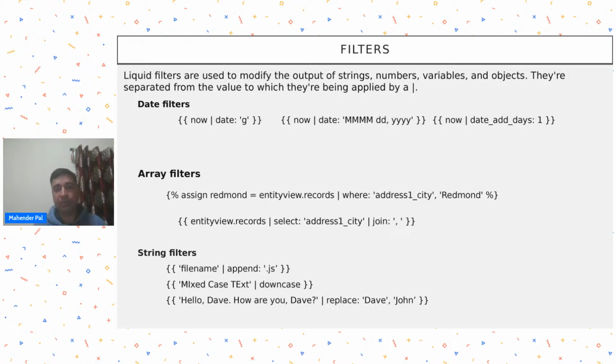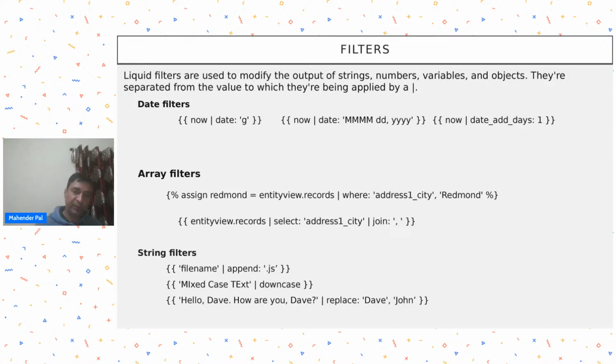I'm just providing the commonly used ones here, and all these filters are applied by separating them with the pipe sign. We write the pipe sign, and then we apply these filters. Just like the date filter, we have the array filter. Here this is one object, and under this entity view we have records, but we want to fetch only those records where the address one city is equal to Redmond.